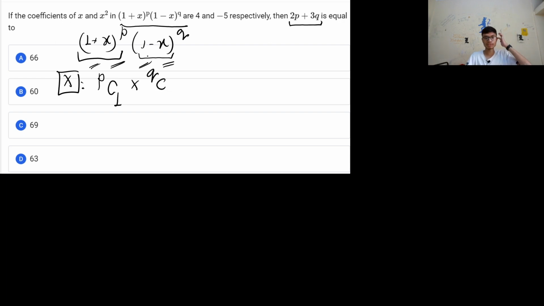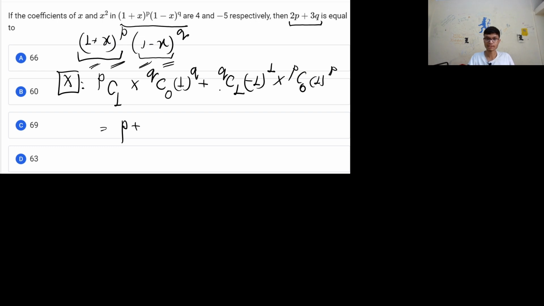The coefficient of x: the first term from this relation will be qC0 times 1 to the power q. Plus there will be another situation when I take the power of x from this expansion. For that it will become qC1, the second term, minus 1 to the power 1, multiplied with pC0, the first term, 1 to the power p. This will give me pC1, which is p, plus minus of q. So this is basically p minus q.